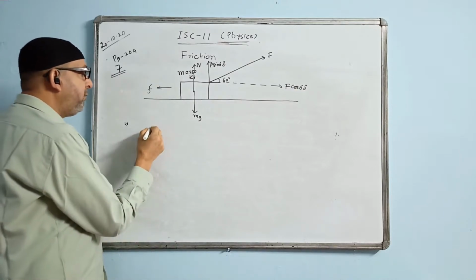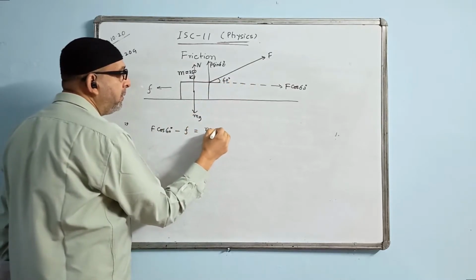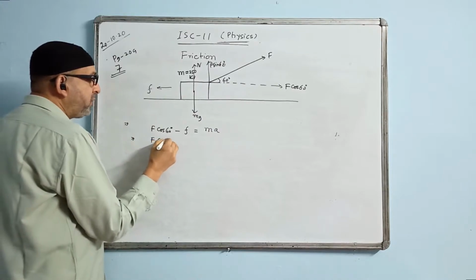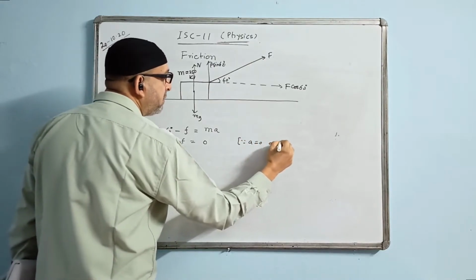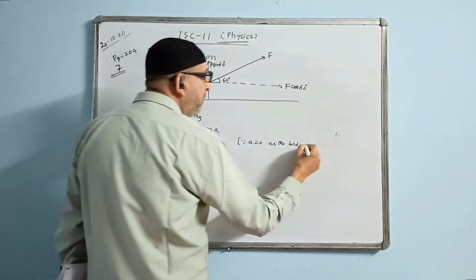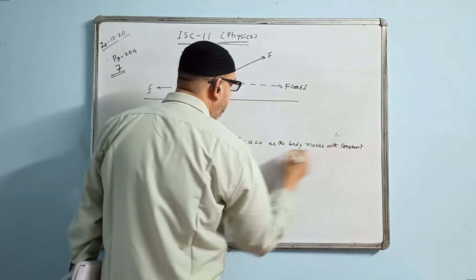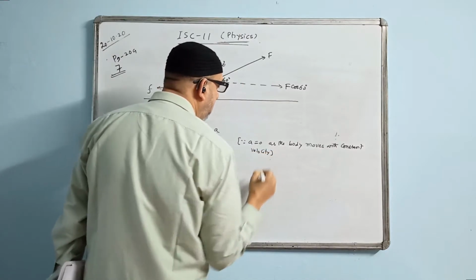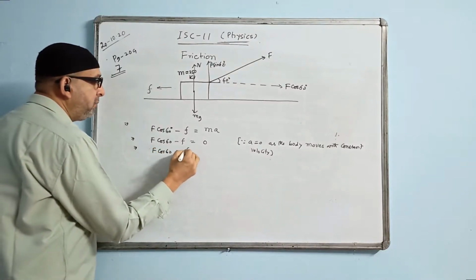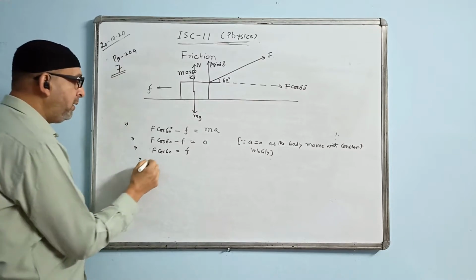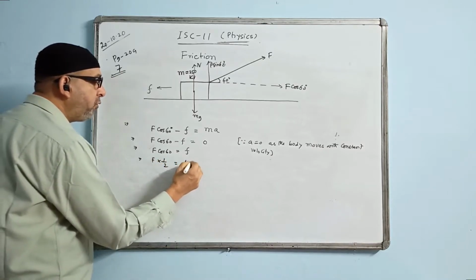This one is moving with constant velocity, so we will be writing F cos 60 degree minus friction is equal to ma. Since a is 0, as the body moves with constant velocity, for constant velocity acceleration is 0. Therefore, we can write F cos 60 degree is equal to the friction force. F cos 60 value we put, cos 60 value is half. Friction formula we have mu into n, the normal reaction.